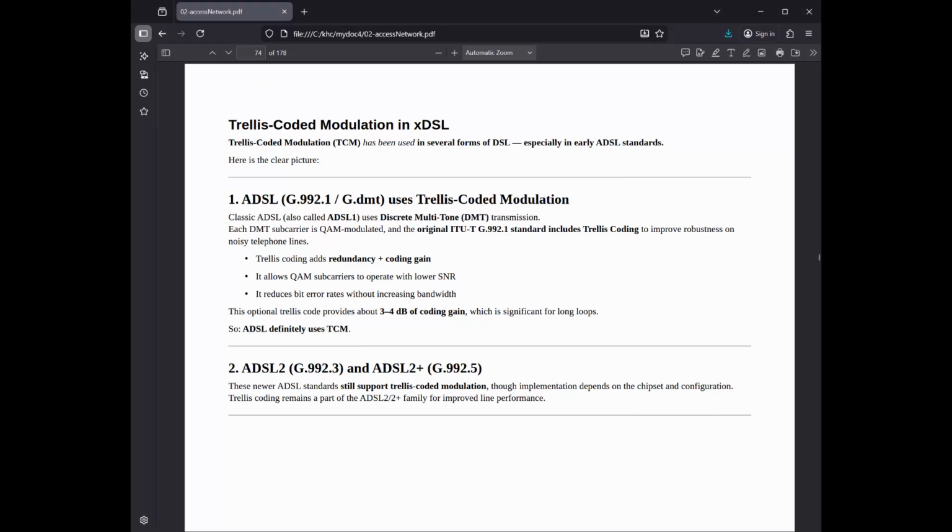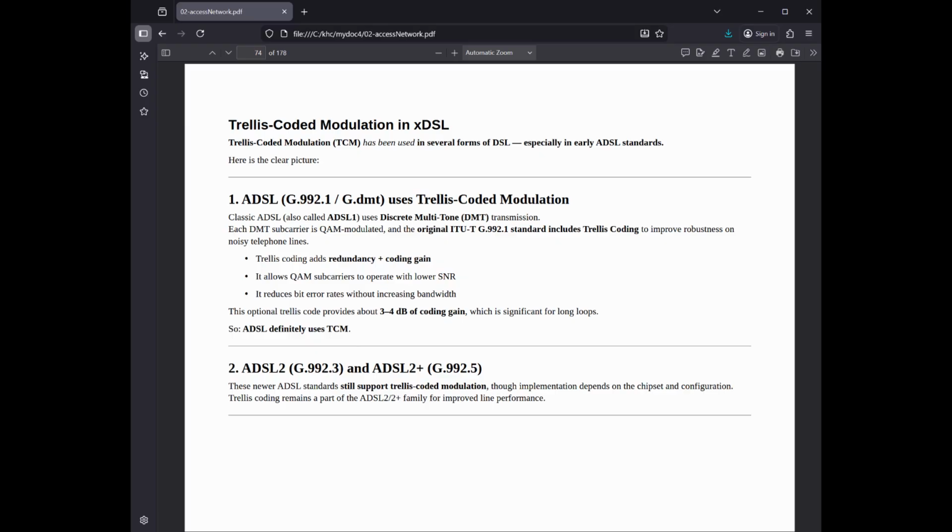Trellis-Coded modulation in xDSL. In xDSL technology, Trellis-Coded modulation, TCM, is a sophisticated forward error correction, FEC, technique that integrates coding and modulation into a single process. Unlike traditional methods where an error-correcting code is tacked on before modulation, TCM treats the selection of signal points, constellations, and the coding of bits as one integrated step to maximize noise immunity without requiring extra bandwidth.